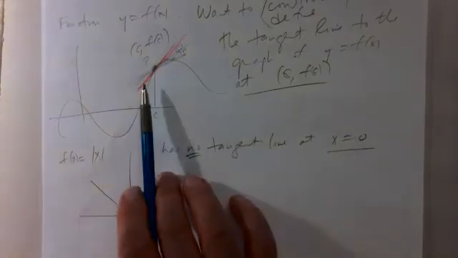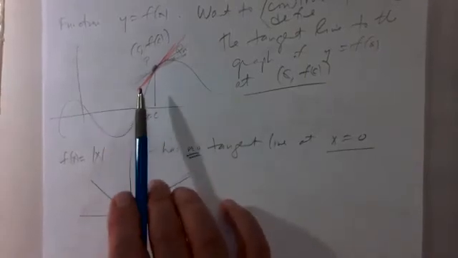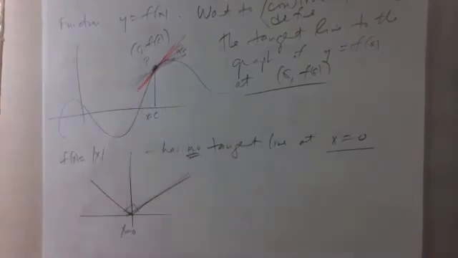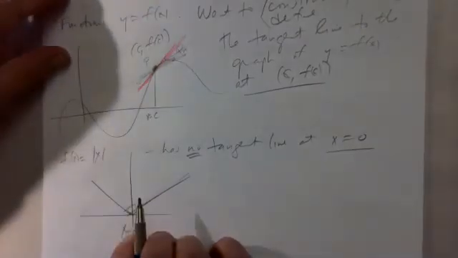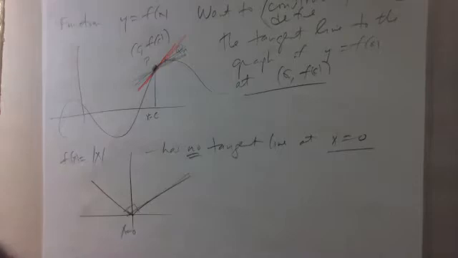And all of these processes of constructing something like a tangent line involve the notion of a limit, and that's what we'll talk about next. Are there any questions about this so far?